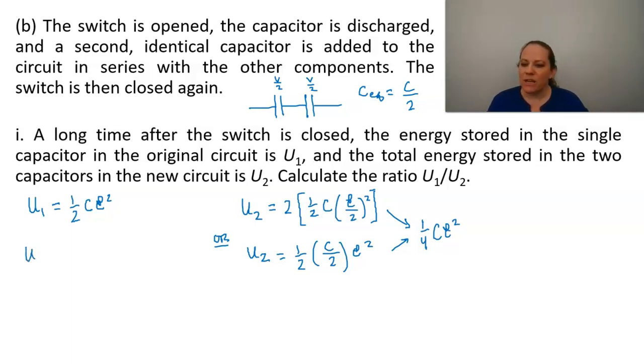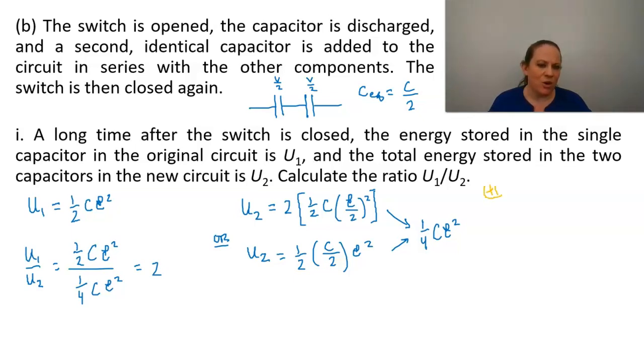So then when we calculate the ratio of U1 to U2, we will have 1/2 C E squared divided by 1/4 C E squared, and that gives us a ratio of 2. And for scoring, we're going to get 1 point for a calculation that shows, or that indicates, one of these two things that I pointed out for you.